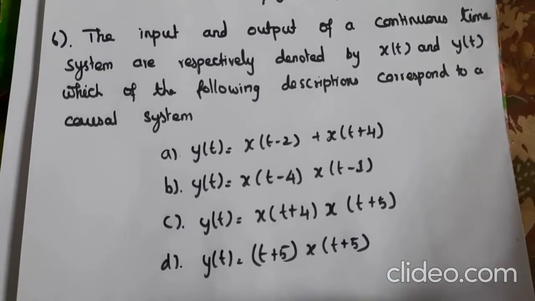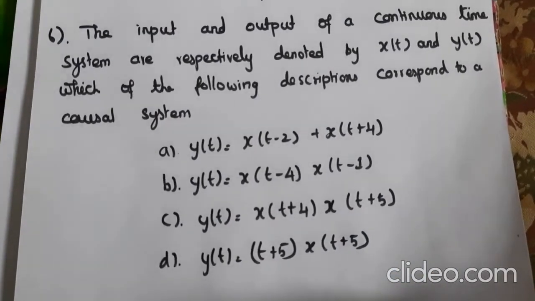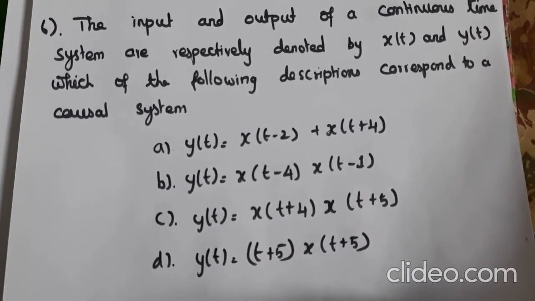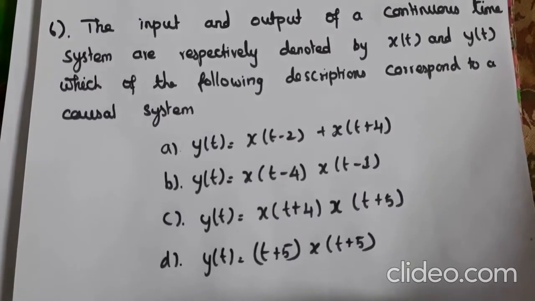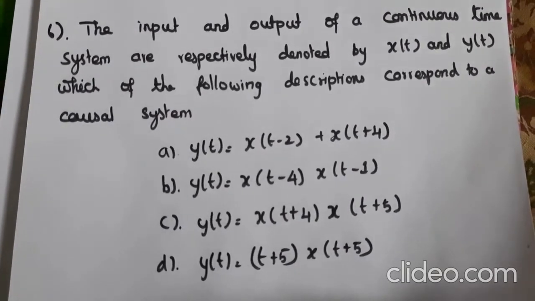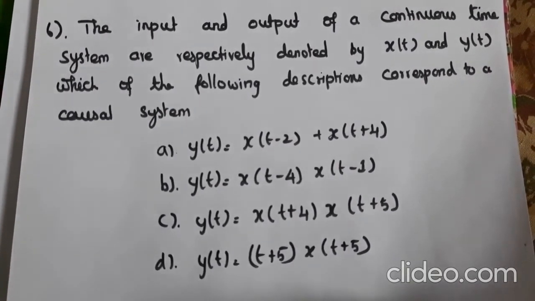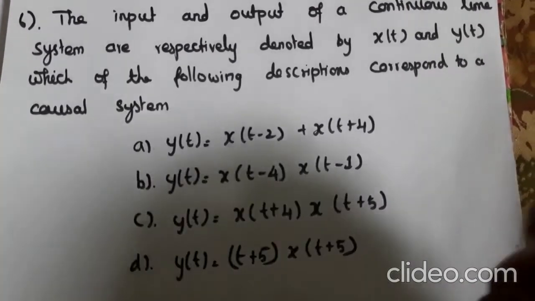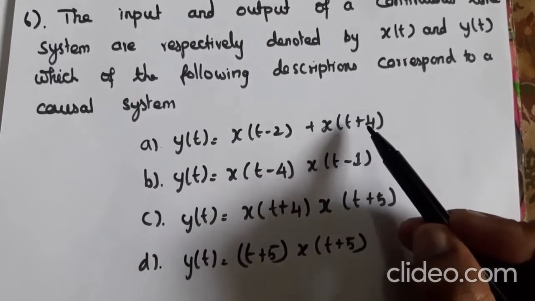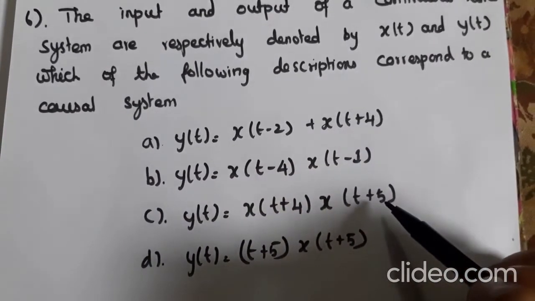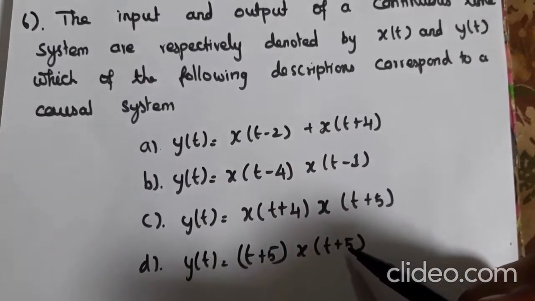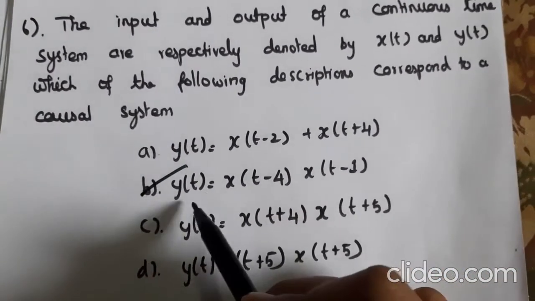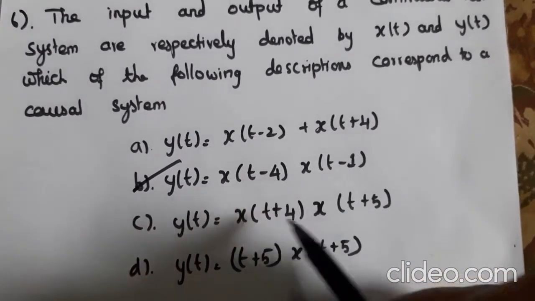Sixth question, the input and output of the continuous time system are respectively denoted by x of t and y of t. Which of the following descriptions corresponds to a causal system? In a causal system, the output is dependent on past and present values only. It does not depend on the future value. Considering that, this one has output dependent on future value, and this also has future value, and here also future value. So the answer here is B. The output is dependent on past value only.